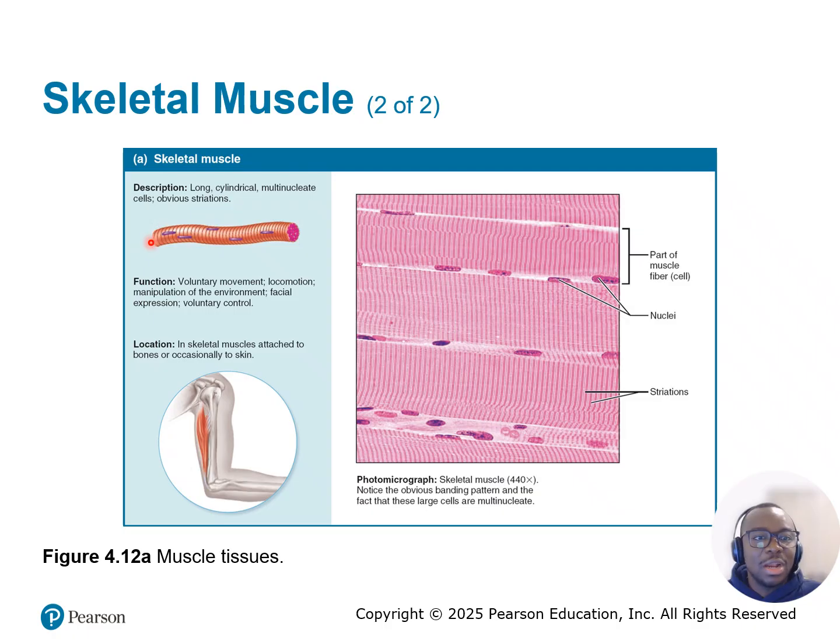Skeletal muscles are long, cylindrical, and have multiple nuclei. They appear banded or striated. They are also called voluntary muscle because they can be consciously controlled. Skeletal muscles are attached to bones or occasionally to skin, where they bring about voluntary movement.